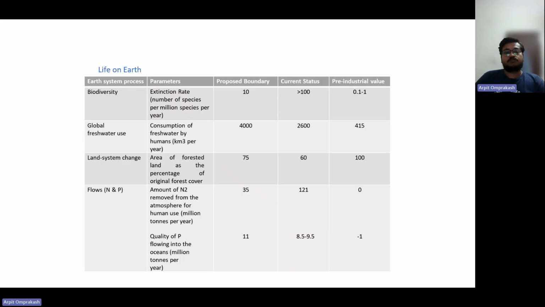So the proposed boundary is 75. So we need to have more forest all across the globe that can help support life better.